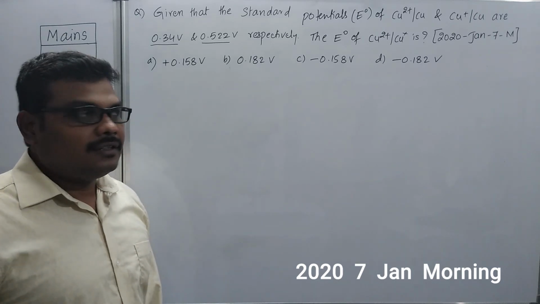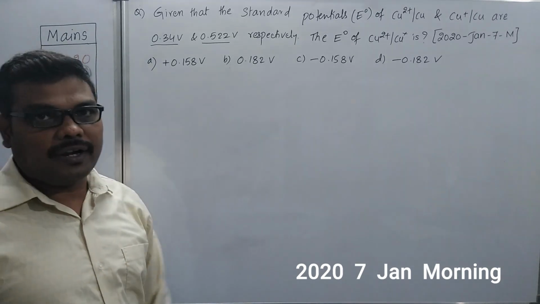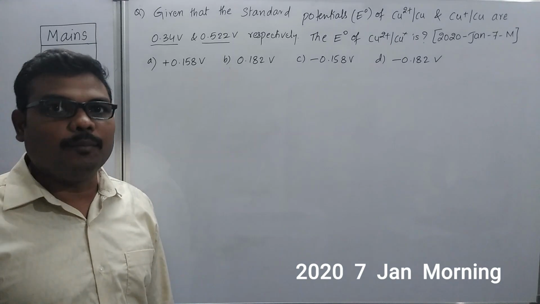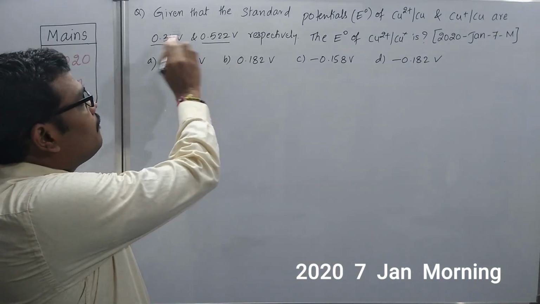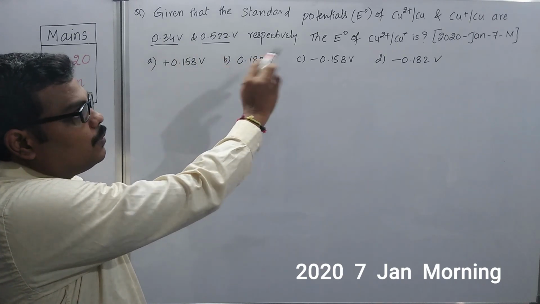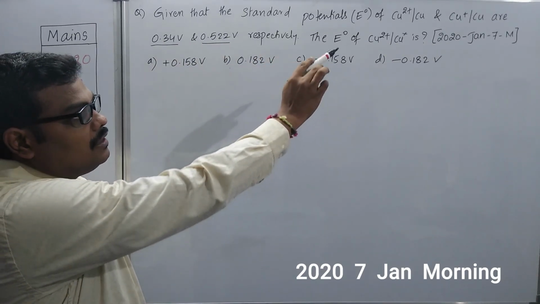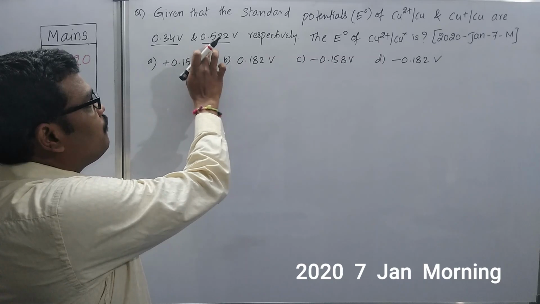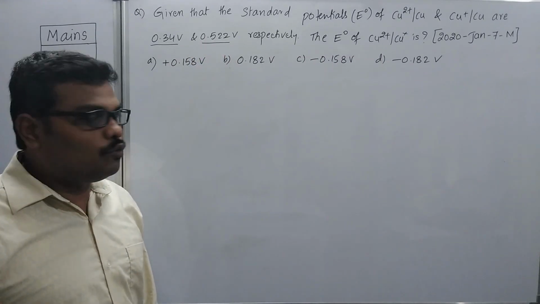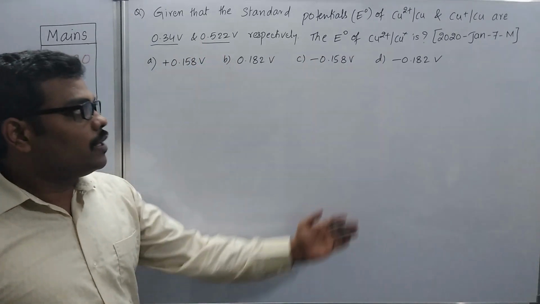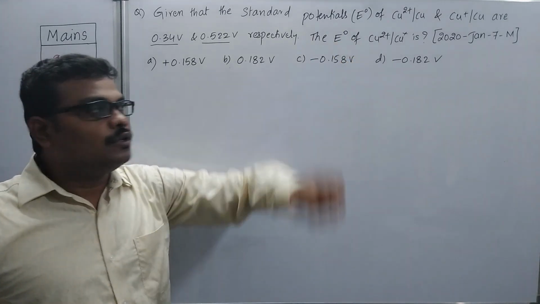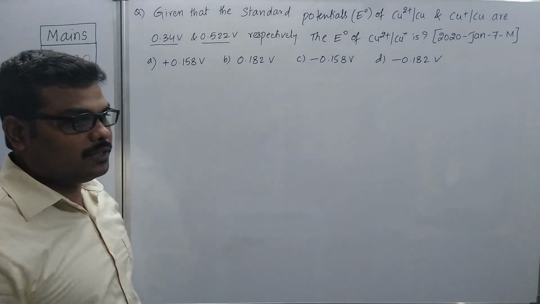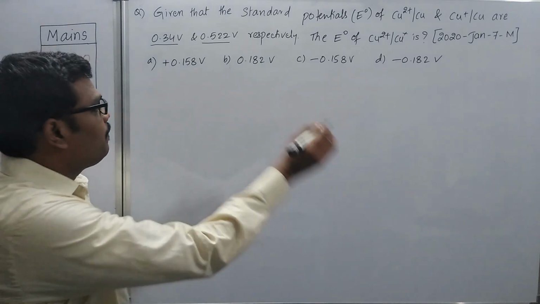Hi friends, this question was asked on 2020 January 7th in the morning session. This is a mains question. Given that the standard potentials of Cu2+/Cu and Cu+/Cu are 0.34 and 0.522 volts respectively, we need to calculate the standard potential of Cu2+/Cu+. There are four options. We'll see how to solve this problem.